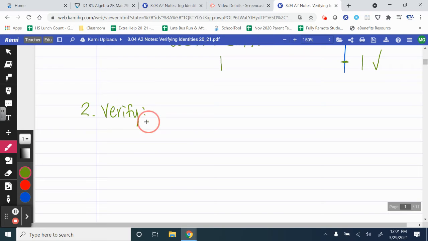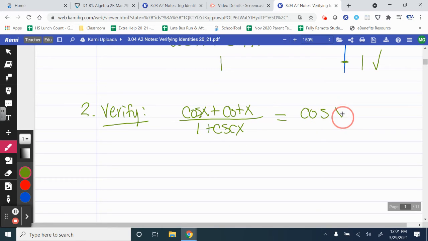So again, verify the identity. This one is cosine x plus cotangent of x over 1 plus cosecant of x equals cosine x. All right, so again, you cannot add or subtract, multiply or divide the equations by anything. You just need to work with one side at a time, get it equal to the other side. So the right-hand side is cosine of x.